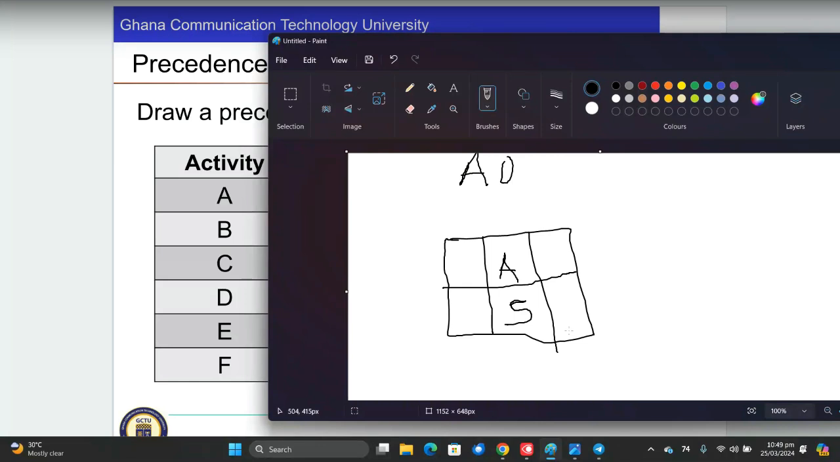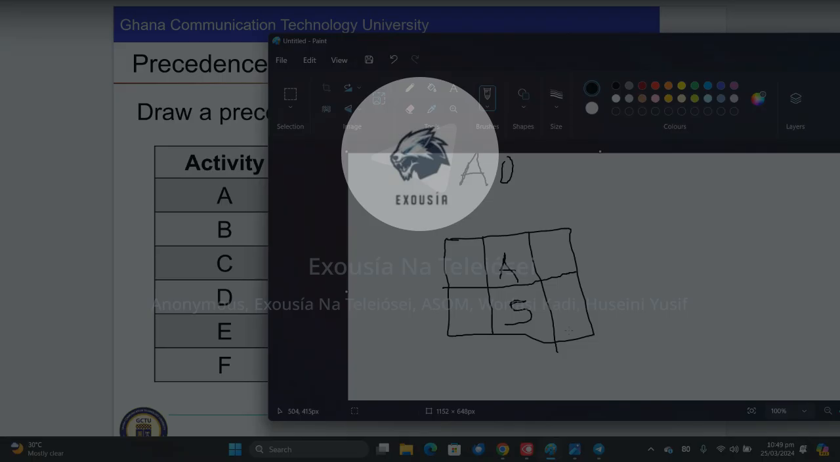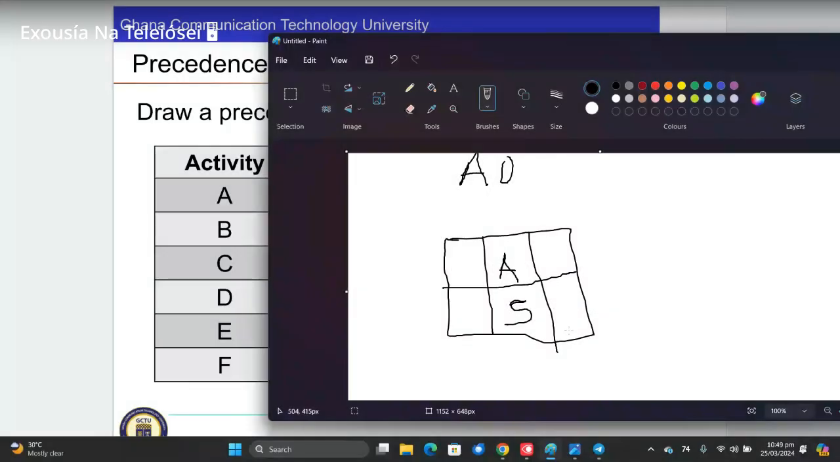Okay, so what are we doing? Precedence diagram, one of the scheduling methods used in project management. We did the activity diagram, but now we are on the precedence diagram. A precedence diagram is a diagram in rows and columns, used to represent the activities on a project.